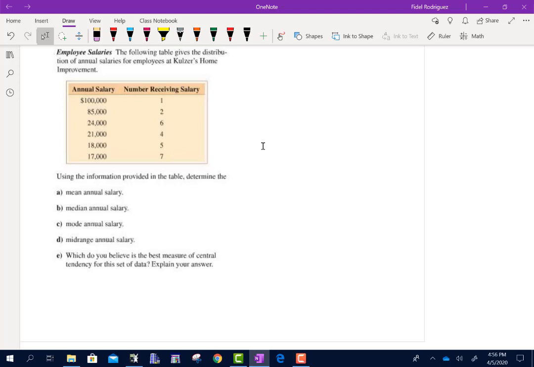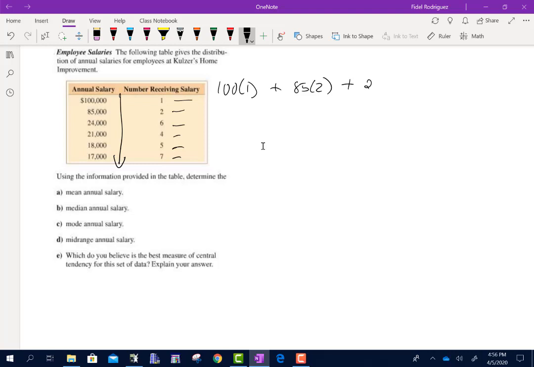I want you to notice that when I'm going to find my mean, it's not going to be as simple as me just adding those numbers up. Because this here, in fact, guys, is a frequency distribution. This is telling me how many folks are earning this amount of money, okay? So I'm going to do this again in terms of thousands. So we have one person making 100,000. We have 85,000 for two people. We have 24,000 for six folks.